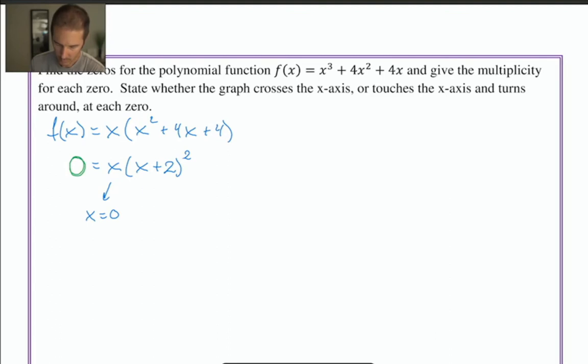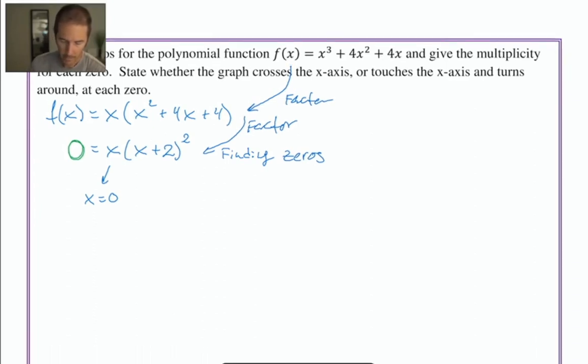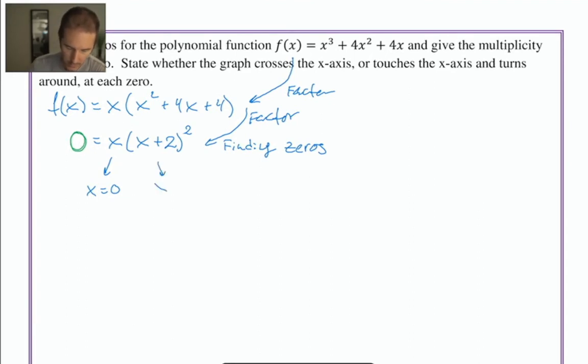So from our original function down to here, we factored. From here to here, we factored. And now we're finding zeros. And the process of finding zeros looks just like the process of finding x-intercepts, which is really what we're finding. We're just doing it algebraically. Okay, and then this, we take the x plus 2, set it equal to 0, subtract 2 from both sides, x equals negative 2. Great, so these are the zeros.